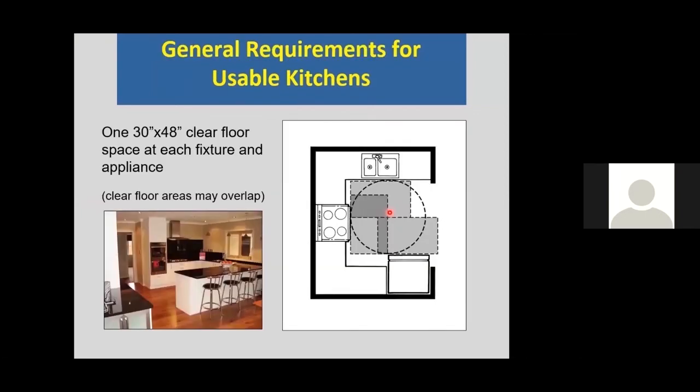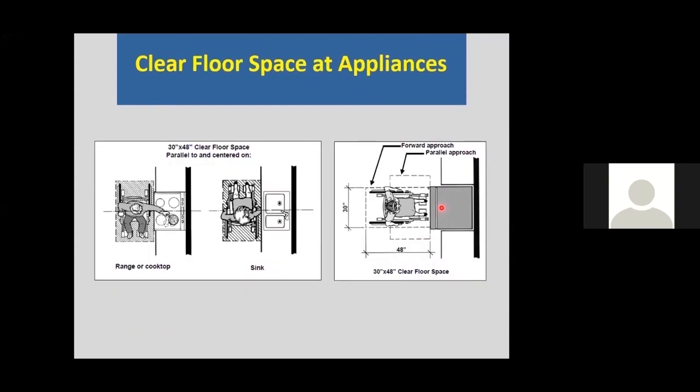This is the basic footprint of a small manual wheelchair that we see throughout these standards. And so there must be a 30 by 48 inch clear floor space at the sink, at the range, oven, cooktop, at the refrigerator, at the dishwasher. Typically oriented in a parallel orientation, unless we are in a public and common use space, and then we might see a requirement for forward orientation at the sink or a cooktop, but not in the usable dwelling units.